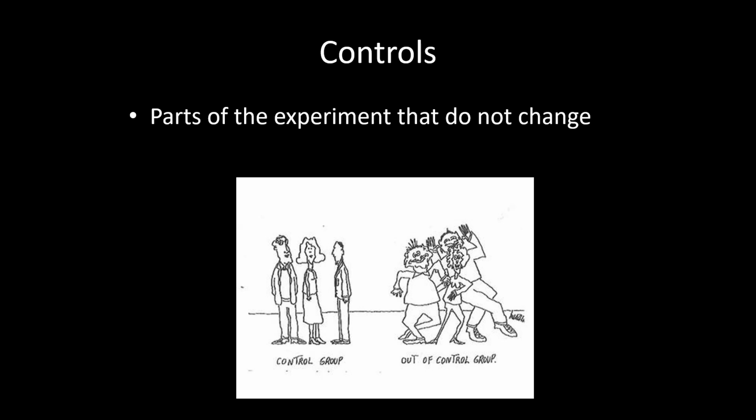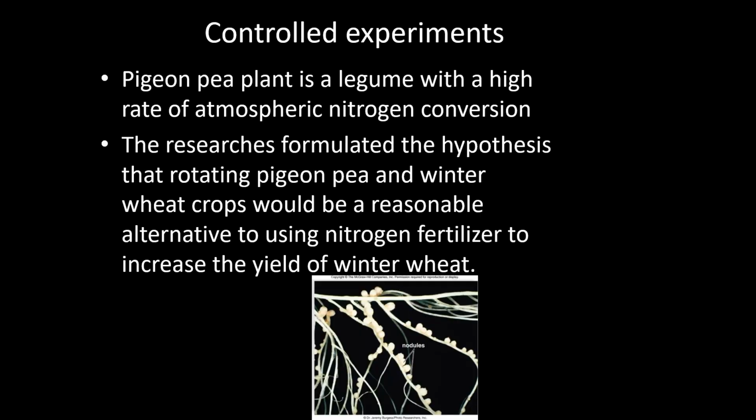It's a controlled variable. Okay, so here's an example of a controlled experiment that has all the features that an experiment is supposed to have. It has to do with crop rotation. So there are certain plants that can form symbiotic relationships or mutualistic relationships with bacteria.